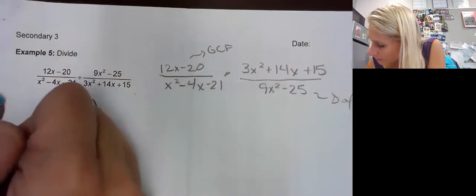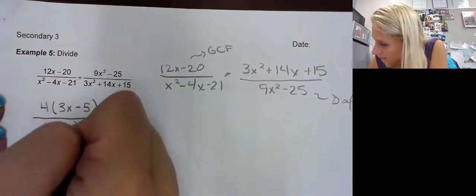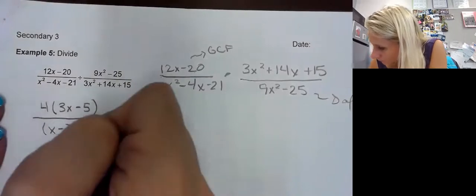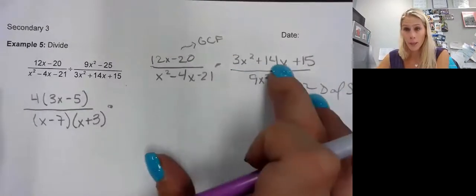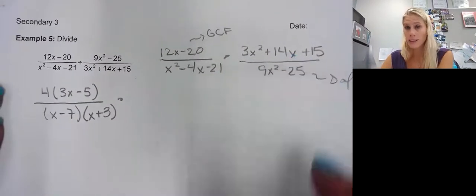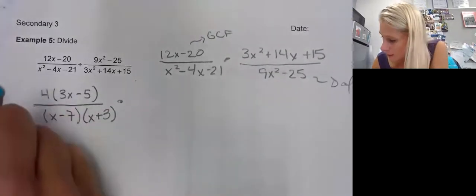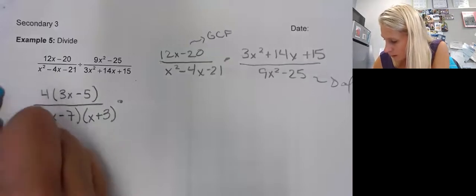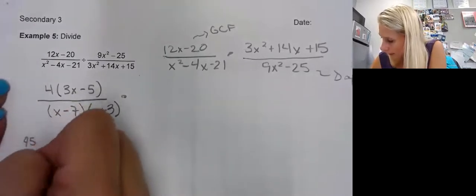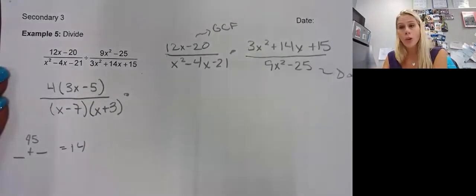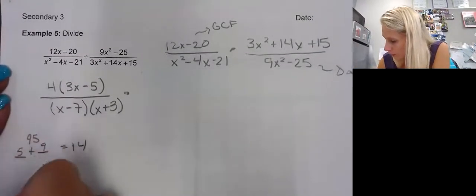You get x minus 7 times x plus 3. Okay, what I will do and show you, because we have a bigger one to do, so I want to make sure that you guys have this down. Remember, it's A times C, so 3 times 15 is 45. What 2 numbers do you multiply to give you 45, but add to give you 14? Okay, if you don't know the factors, make sure you write them down. That would be 5 and 9. Let's do our box.